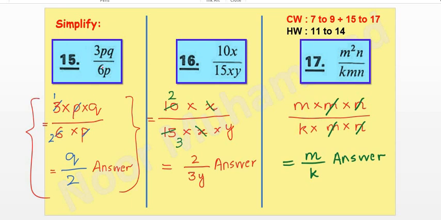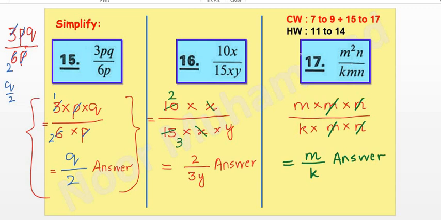But the smart students, when they get the idea how to simplify it, they simplify it directly over here. For example, if it's 3pq over 6p, no need to write it like this one. Directly what you can think, like this, 3 times 1 is 3 and 3 times 2 is 6. p is going to cancel p, and what will be left? q over 2 will be left.